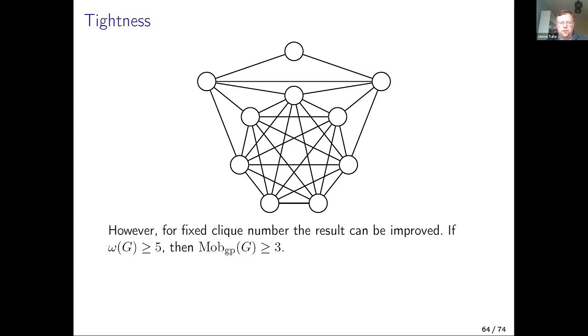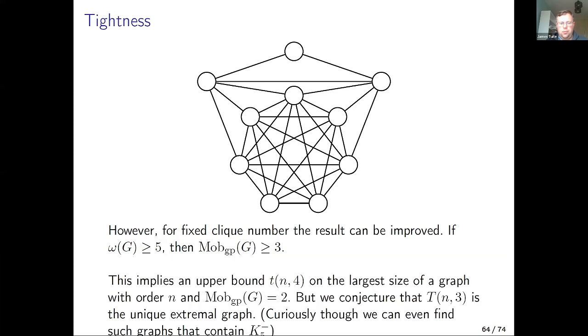So if the clique number is at least 5, you can show that there is a mobile general position set of order at least 3, and that gives us an upper bound on the number of edges that a graph with mobile general position number 2 can contain. So an upper bound is the number of edges in the Turán graph, the 4-partite Turán graph, but we conjecture that actually the graph with the largest number of edges subject to this condition is the 3-partite Turán graph. And we don't know why there's this difference.